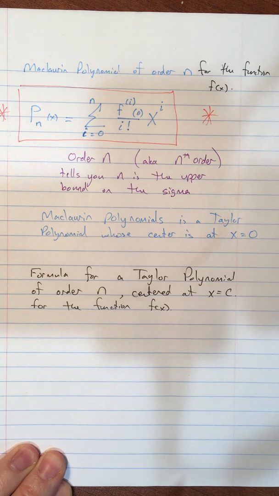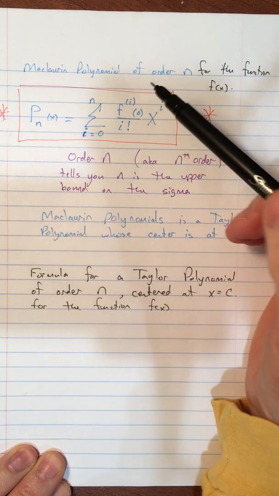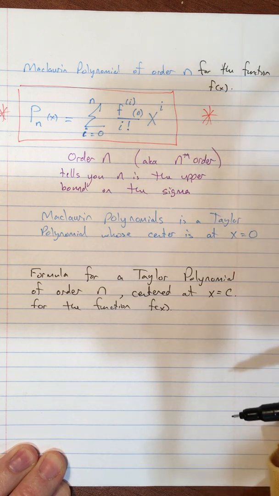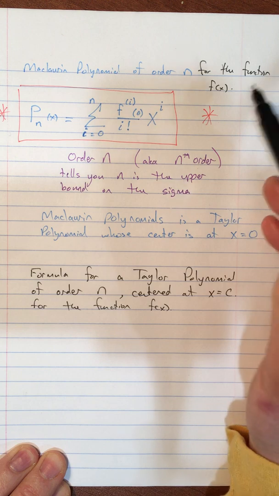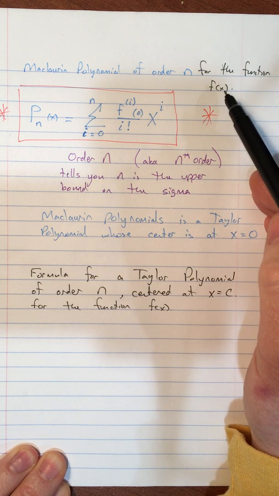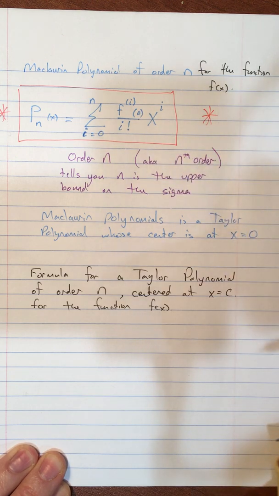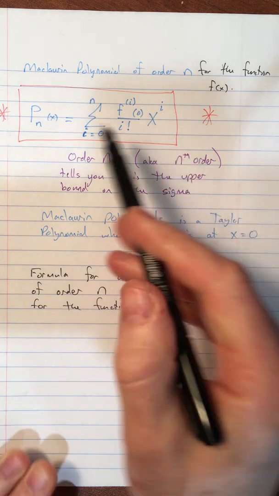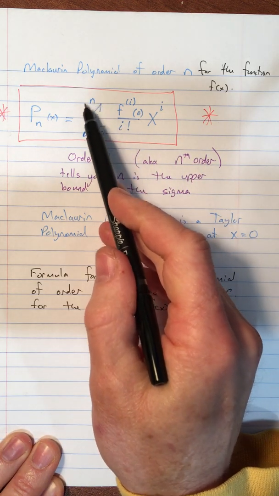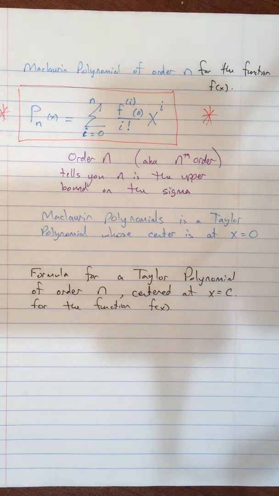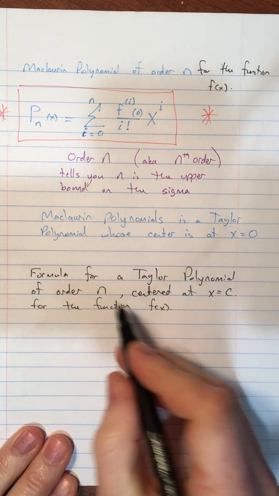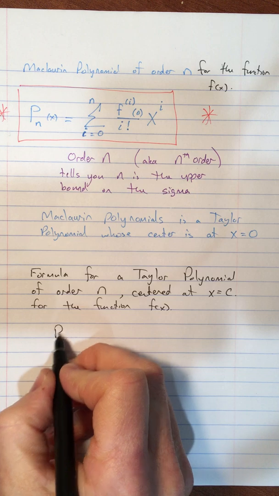So remember from the last video, what a Taylor polynomial, and so therefore also a Maclaurin polynomial, are doing is giving you a polynomial that enables you to approximate the value of a function as long as you're close to the center. And the larger this number is, the further away from the center you can be and still get pretty decent approximations. That's what we talked about in the last video. So here's our formula for a Taylor polynomial.